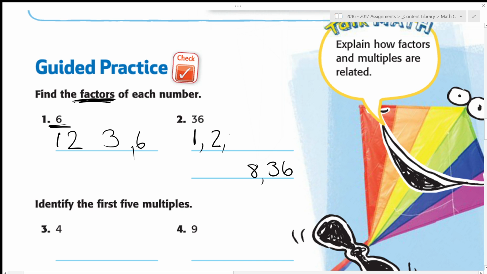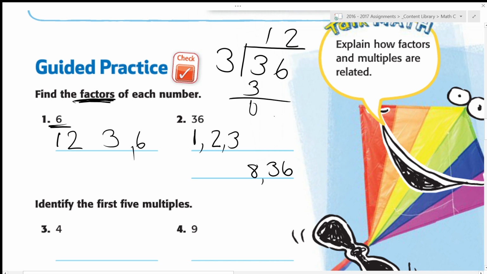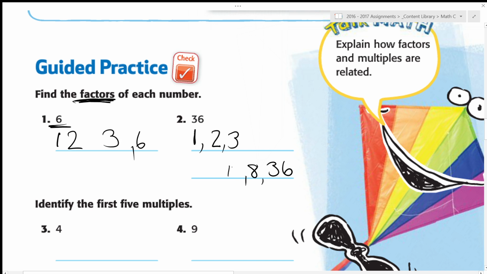Then I'm going to try 3. So 3 into 36. If I do 3 times 1, I get 3. So that brings that down to 0. And then 6 divided by 3, well, if I do 2 there, I know I get a 6. 6 minus 6 is also 0. So 12 is the factor that goes along with 3. Let's try 4 now.